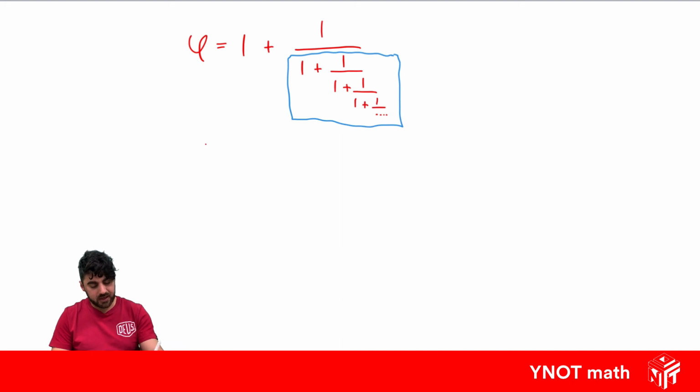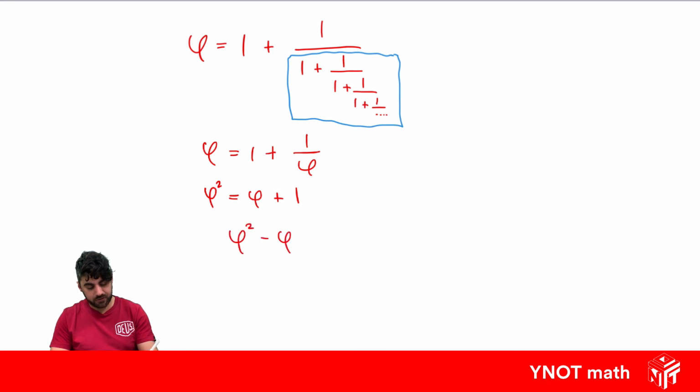So we can say that the golden ratio equals 1 plus 1 over the golden ratio, exactly what we had before. So let's multiply every term by the golden ratio. So we have the golden ratio squared equals the golden ratio plus 1. Let's move everything to the left-hand side. So we have the golden ratio squared minus the golden ratio minus 1 equals 0. And this is just a quadratic, which we can now solve.